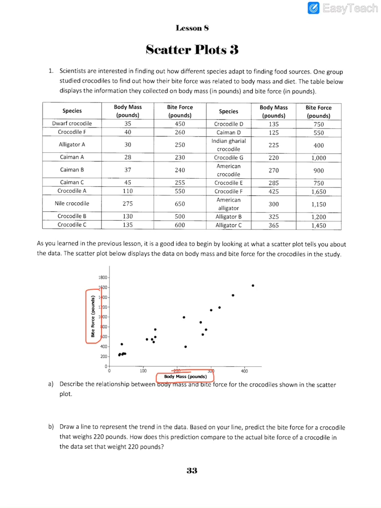And I hope everybody's noticing that it looks like we do have a relationship here, right? It looks like the more these crocodiles weigh, so if I go up on my x-axis, then the stronger their bite is. And so that's called a positive relationship, a positive linear relationship.